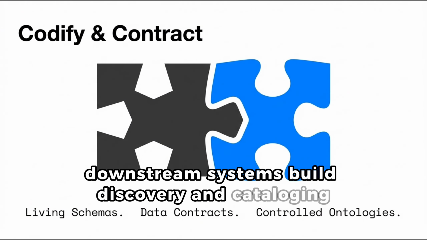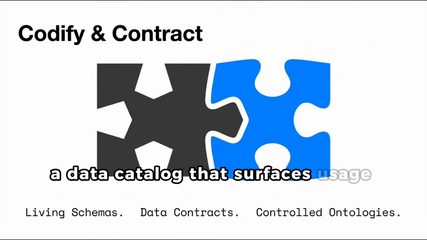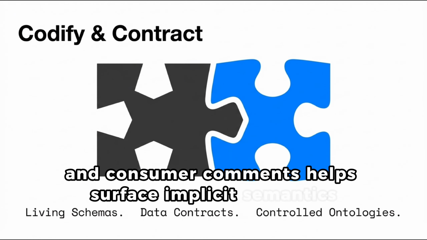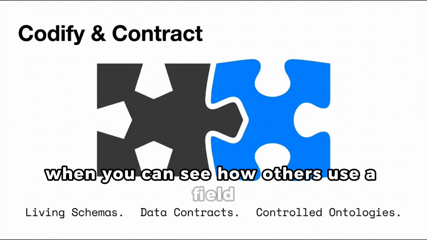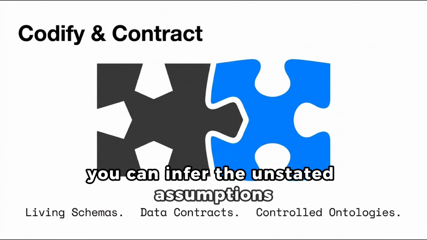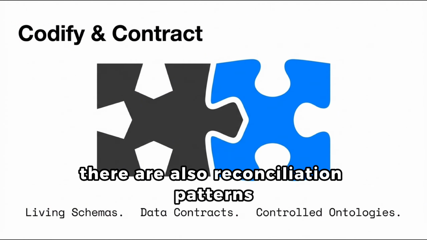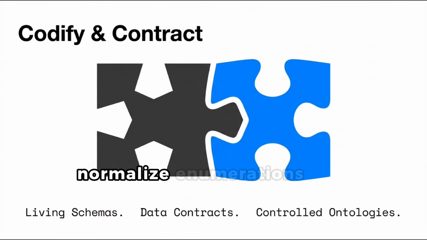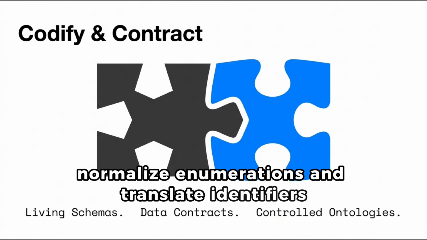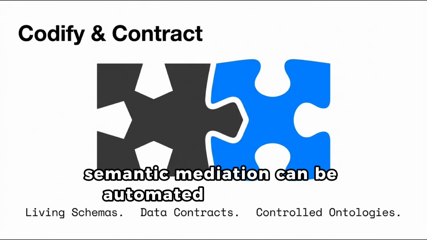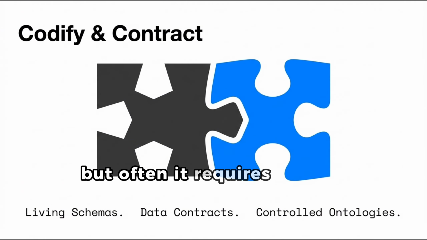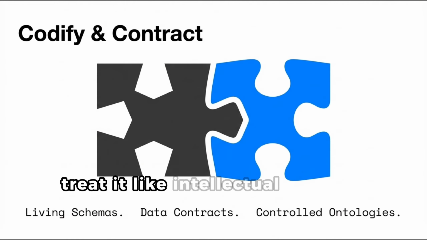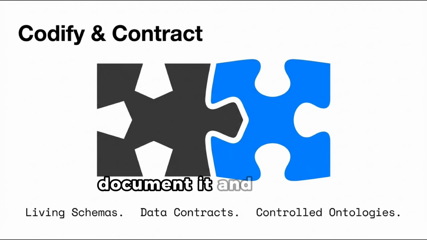Build discovery and cataloging. A data catalog that surfaces usage examples, sample records, and consumer comments helps surface implicit semantics. When you can see how others use a field, you can infer the unstated assumptions. There are also reconciliation patterns when semantics don't align. Mapping layers convert units, normalize enumerations, and translate identifiers. Semantic mediation can be automated to an extent, but often it requires human judgment. That judgment is a valuable data asset. Treat it like intellectual property, document it, and share it.